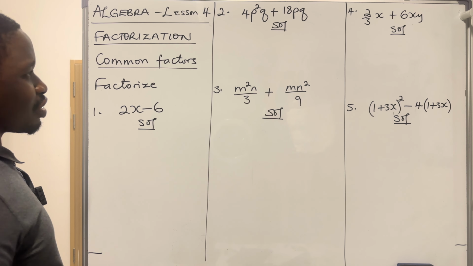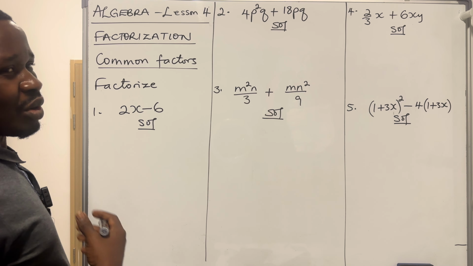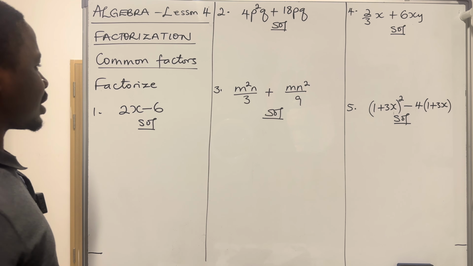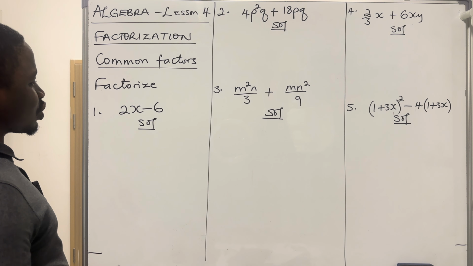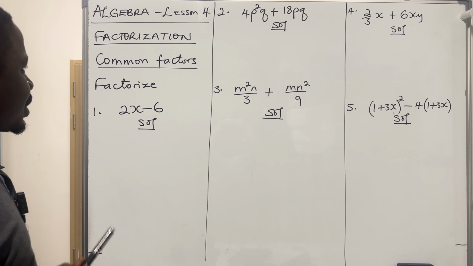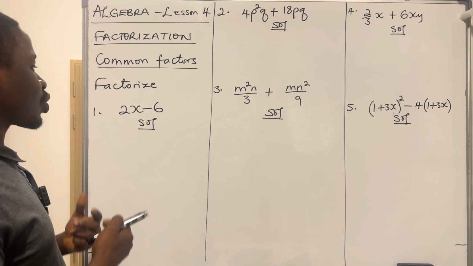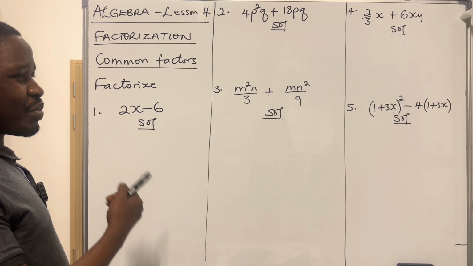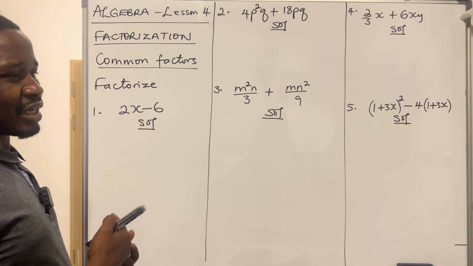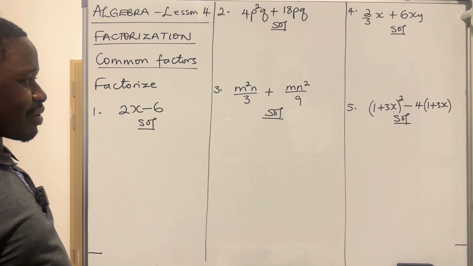Why is it so called common factors? Because you'll be able to find something between two or more terms, something that can be common among the terms. All right. So here the first one says 2x minus 6. Now when you want to factorize, especially dealing with common factors, as the name implies, what is common, we compare a number and a number. Then we compare a variable and another variable, precisely a letter and another letter.